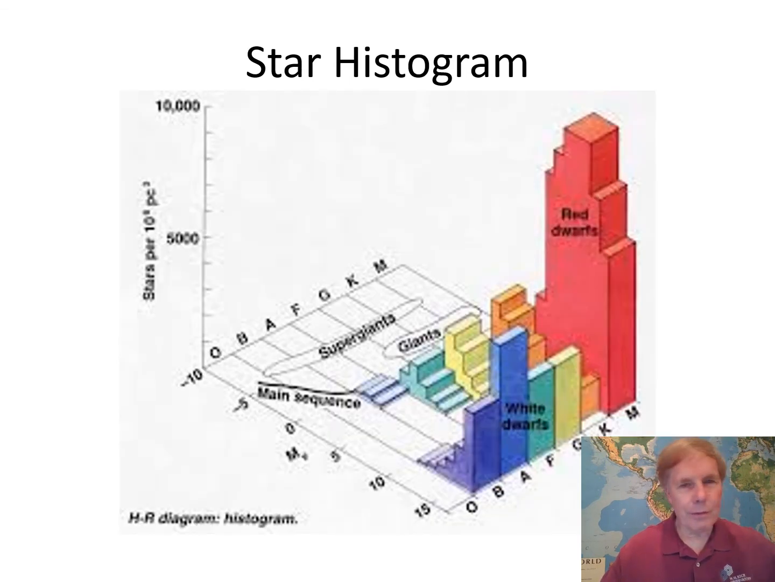All right, here's the last one. This is a star histogram. This is a great diagram. If you look closely, this is actually an HR diagram. But notice what they're using here is spectral types. That's why I wanted you to be sure that you know what those are. The O's are the hottest, the M's are the coolest. Here's the sun with G's down in here. They've got it down here as well.